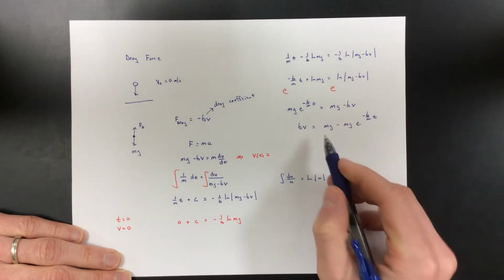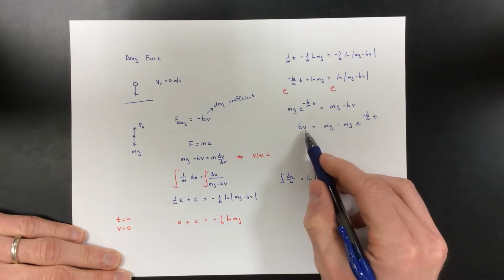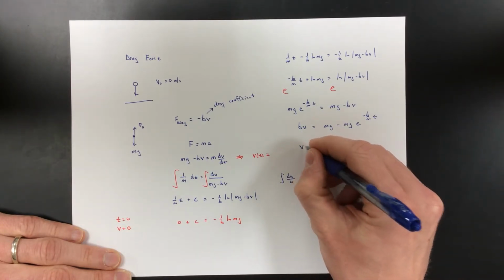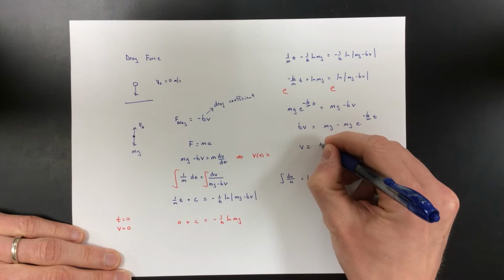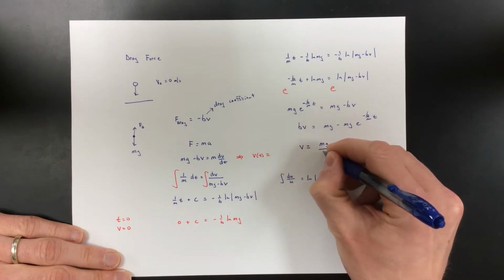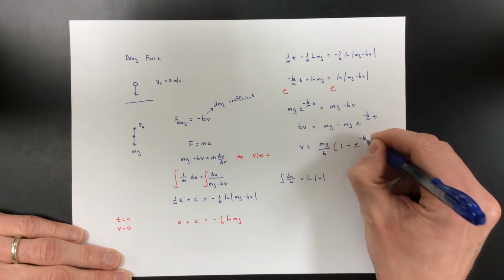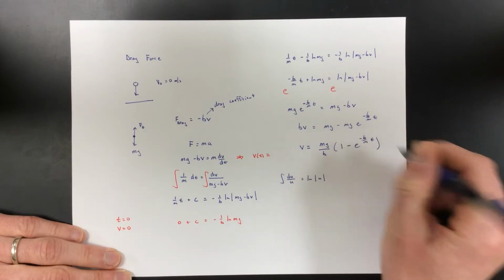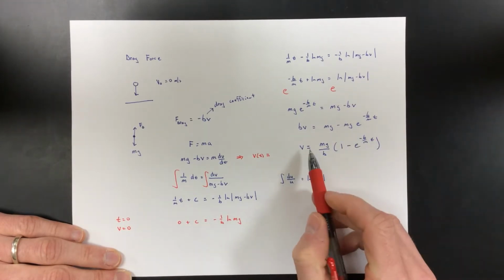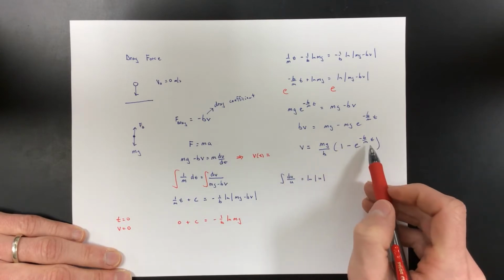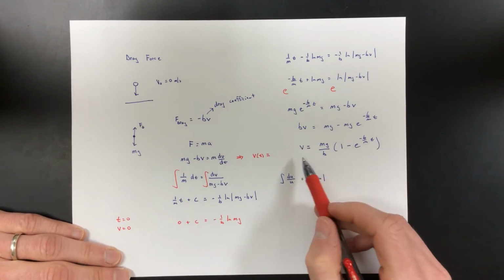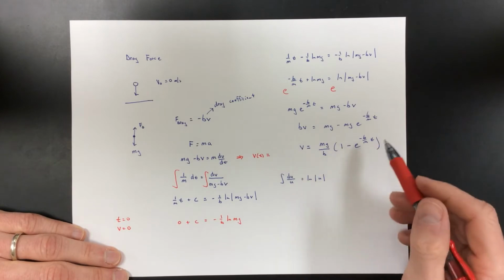And then I'm going to do two steps here. I'm going to factor an mg out, and I'm going to divide by b, and I get my goal. V equals mg over b times the quantity 1 minus e to the negative b over mt. And now we have our goal. We have the velocity as a function of time, meaning I can tell you exactly how fast it's going after 1 second, 2 seconds, 3 seconds.